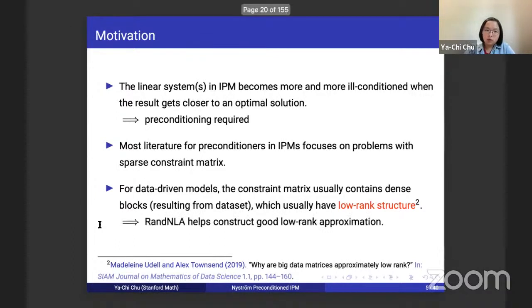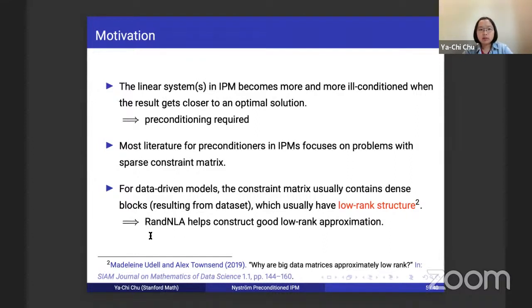Which means that we might be able to use the Lorentz structure to tackle this problem. And randomized numerical linear algebra, abbreviated as RAND-NLA here, can help us construct a good Lorentz approximation. So in this work, we try to use randomized numerical linear algebra to find some Lorentz approximation, which might help us accelerate the original interior point method.